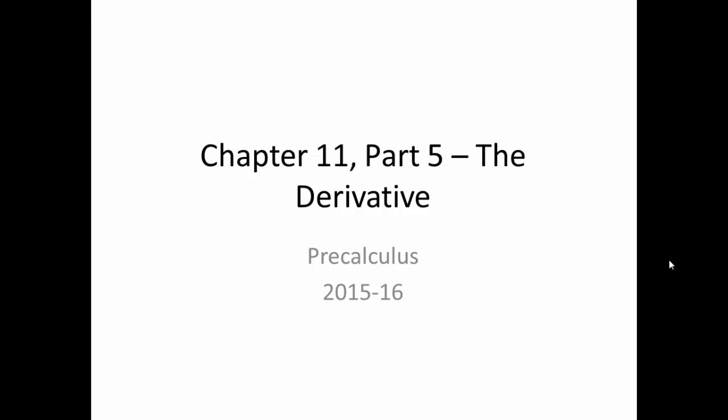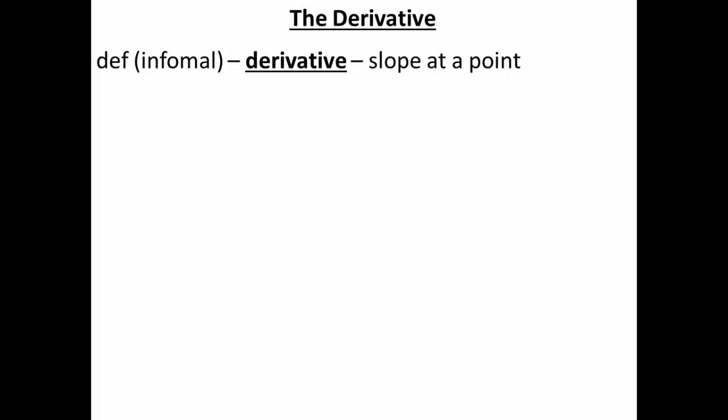Chapter 11, Part 5, the derivative. This lesson will represent our final step in the world of pre-calculus and our first full step in the world of actual calculus. Now we'll start with an informal definition of what a derivative actually is. For now, I'm going to say a derivative is the slope at a point.